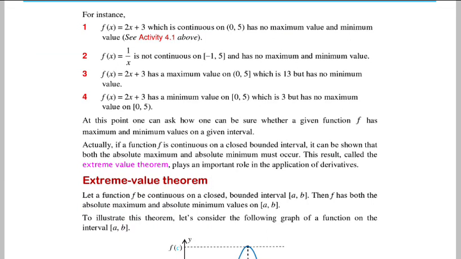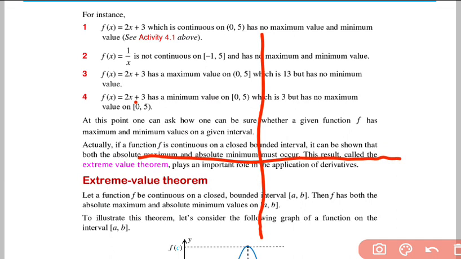Number 4, we talked about it. Okay, f of x equals 2x plus 3 has no minimum value because 0 is not included. Let me draw the graph like we drew last time. This is the shaded part, and 0 is included on one end, but at 5 it is open.